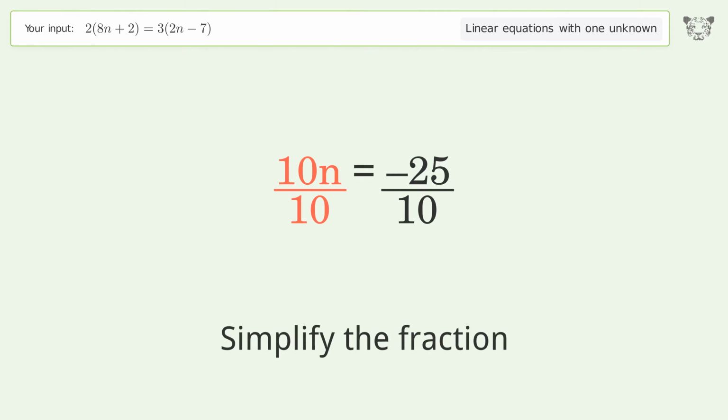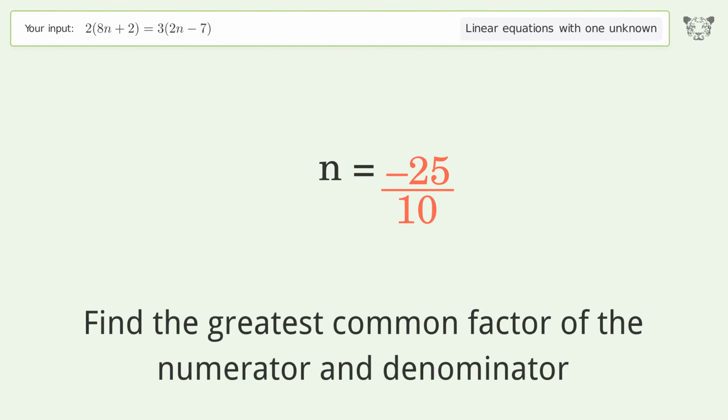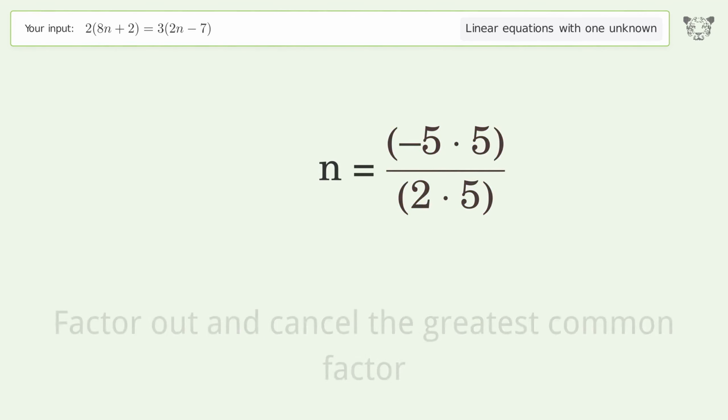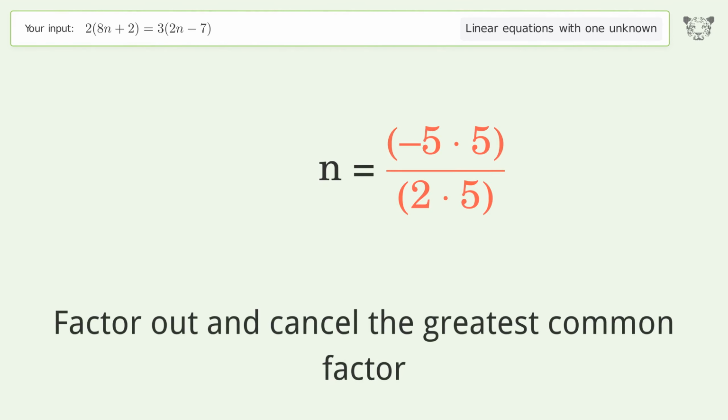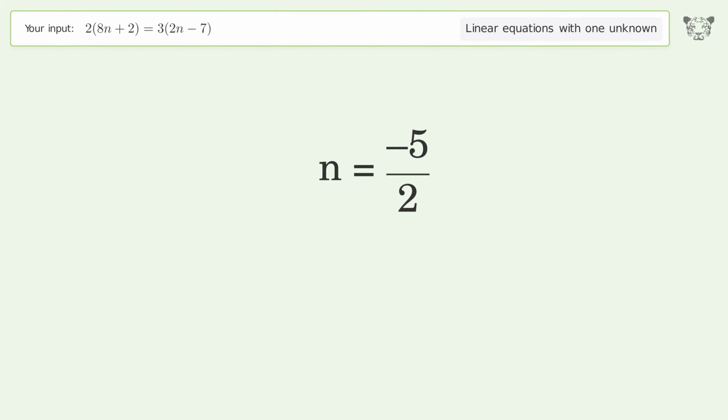Simplify the fraction. Find the greatest common factor of the numerator and denominator. Factor out and cancel the greatest common factor. And so the final result is n equals -5/2.